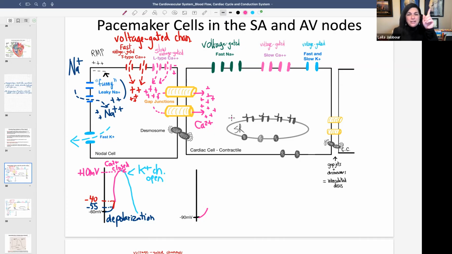Before we talk about the cardiac cell, I just wanted to say, you see here, for the nodal cell, the action potential, we depolarized, repolarized, and actually it's going to go straight into a second depolarization right away. There is no time to wait.